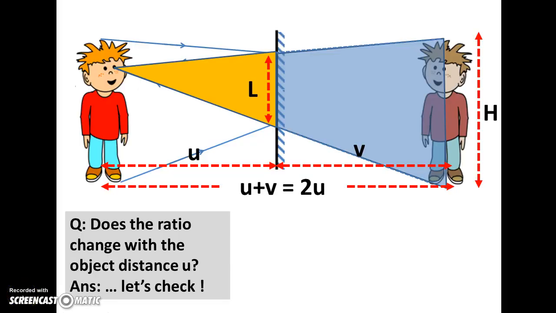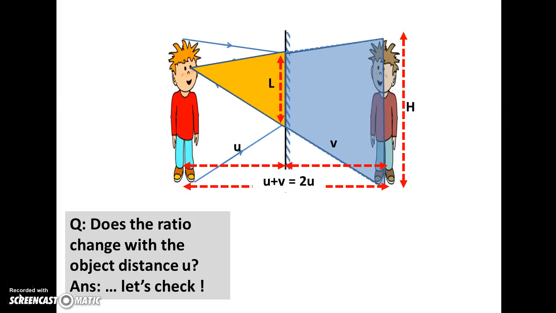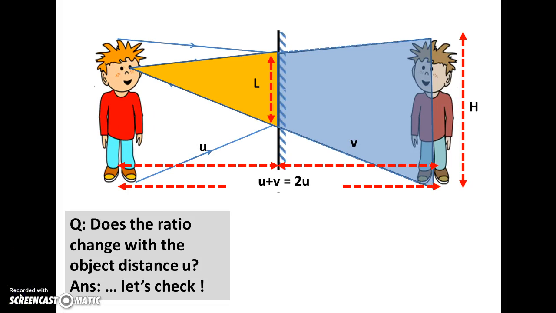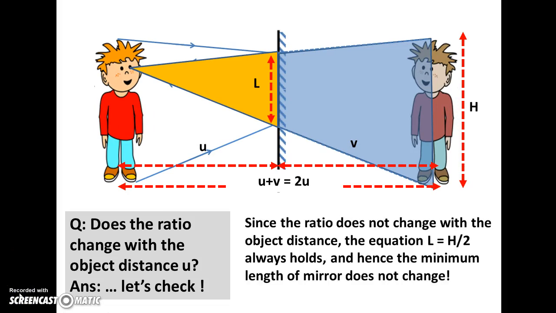So if the boy moves closer or further away from the mirror, does the minimum length L change? If they are closer or further away, we can see there's no change in the ratio because the ratio comes from the similar triangles. So the minimum length of mirror does not change.